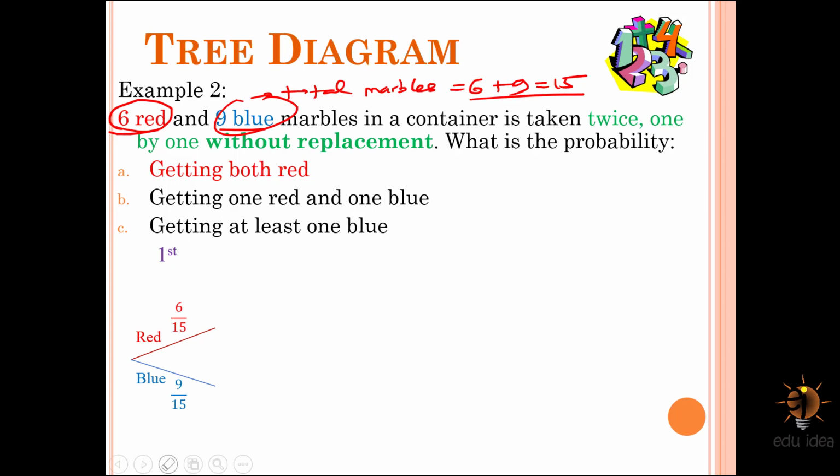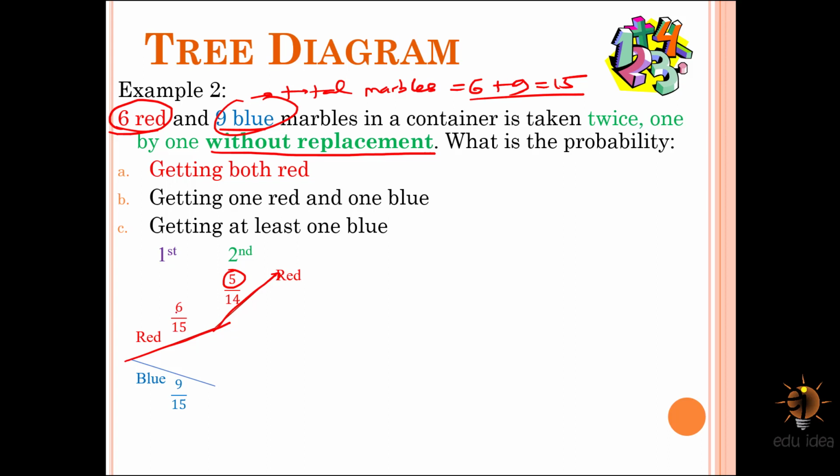Remember that you did not put back the marble that you took the first time, and you take another one without putting back the one that you've already taken. So the second time you take a marble, the tree diagram will be like this, because we know that red is the first marble you take. The second marble could be red or blue, but what is the probability for each of them? Let's go with the red first. The red will be 5/14. So question: why is it 5/14?